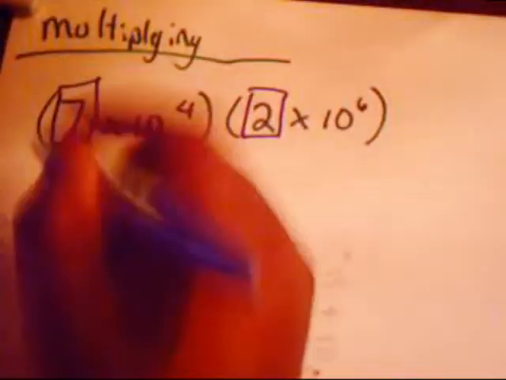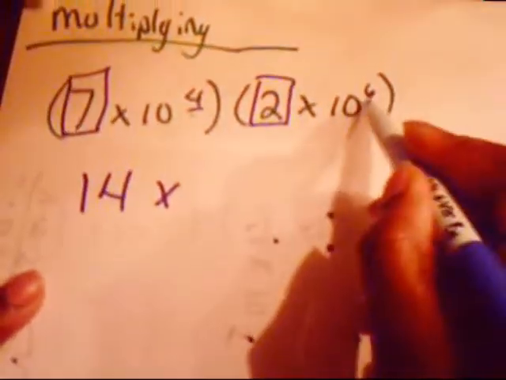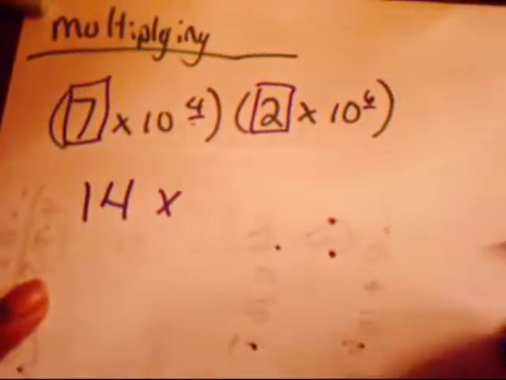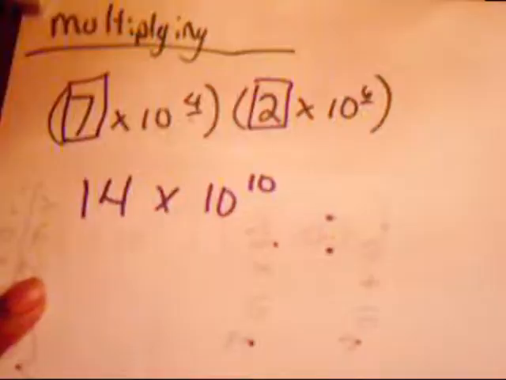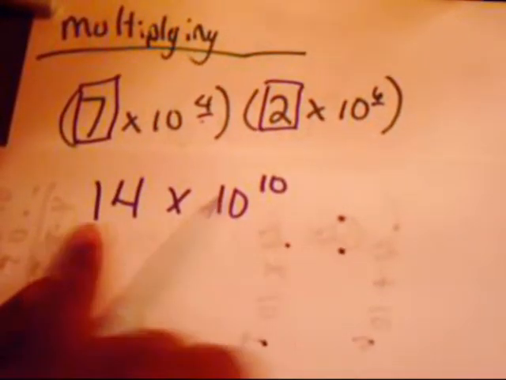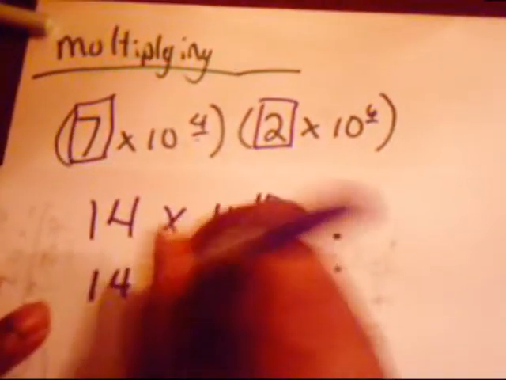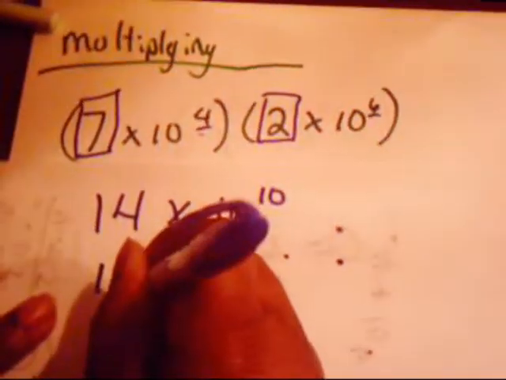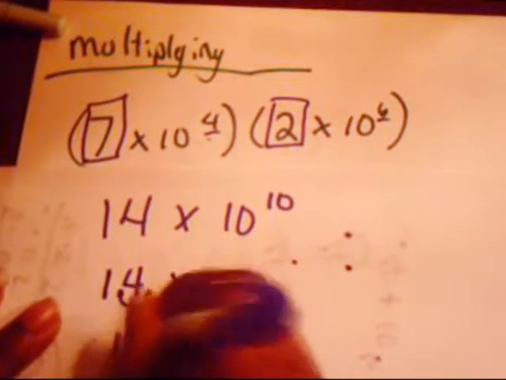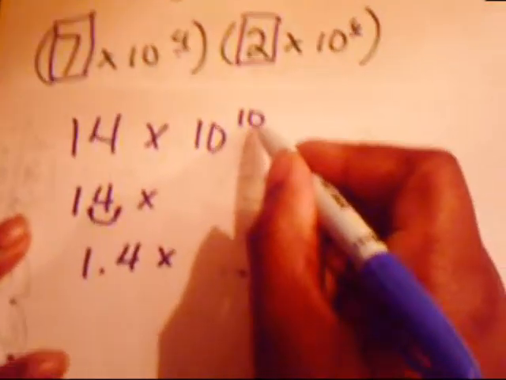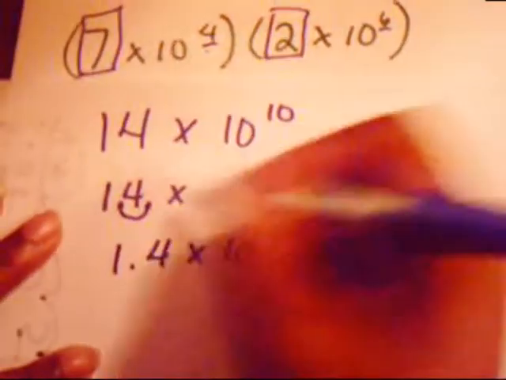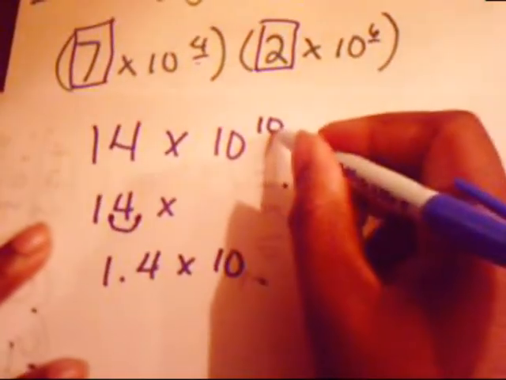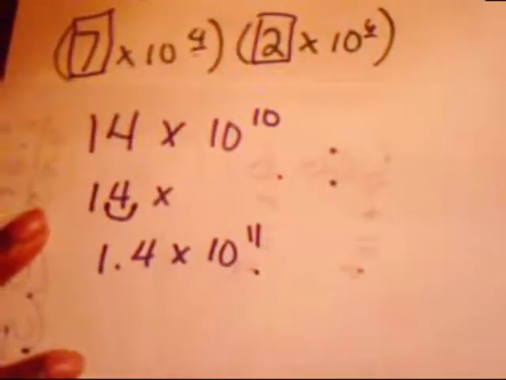So let's do that. 7 times 2 is 14. And when you add the powers, 10 to the 4th and 10 to the 6th is 10 to the 10th. Is this in scientific notation? No, it's not. We need to move the decimal. How can I make 14 smaller? By moving it one place to the left. And if you make it smaller, you have to make your power what? Bigger. How many times did we move the decimal? 1 bigger. So our answer should be 1.4 times 10 to the 11th.